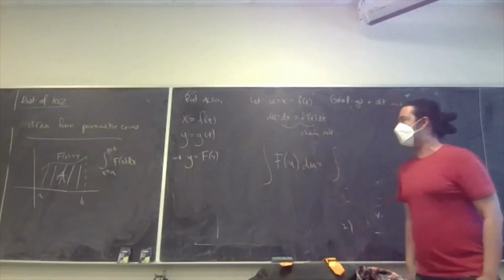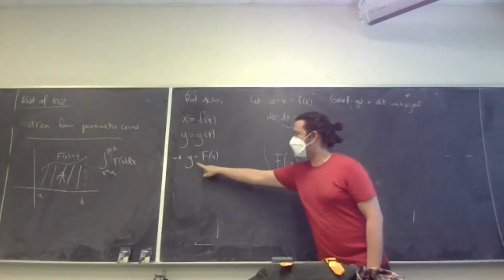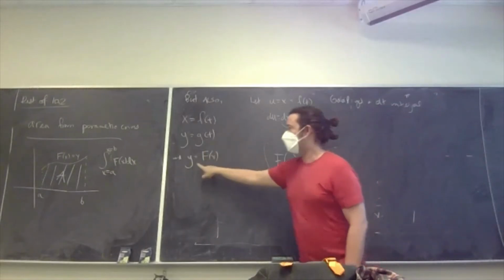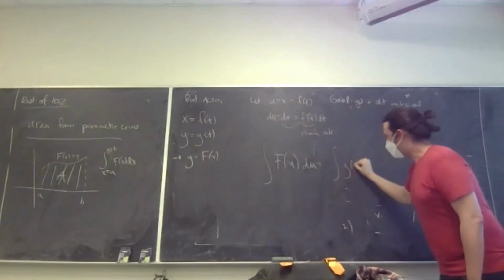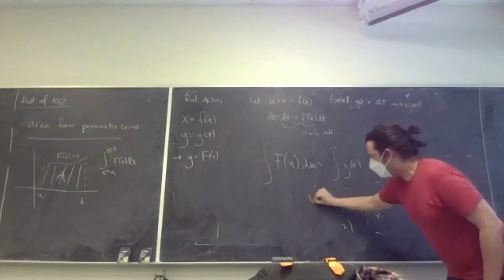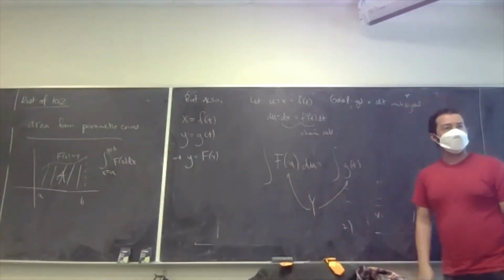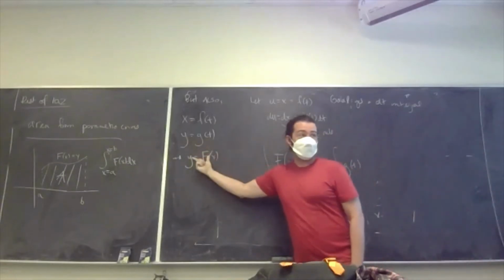But I know what f of u is. It's just f of x is y, which is g of t. f of x is y, but y is also g of t. So I can just write g of t right here, because the connection is y is equal to g of t and y is also equal to f of u. So I'm running through this equation right here, if that makes sense.